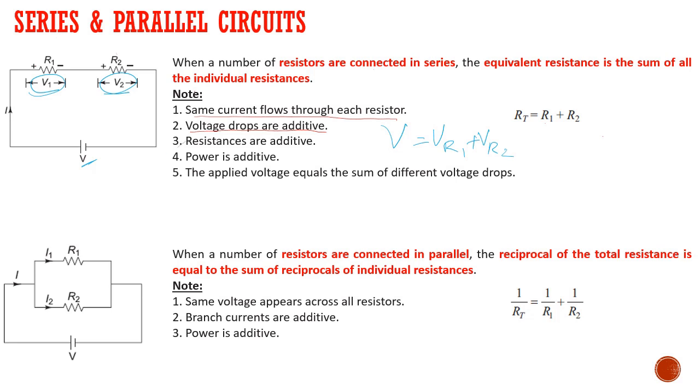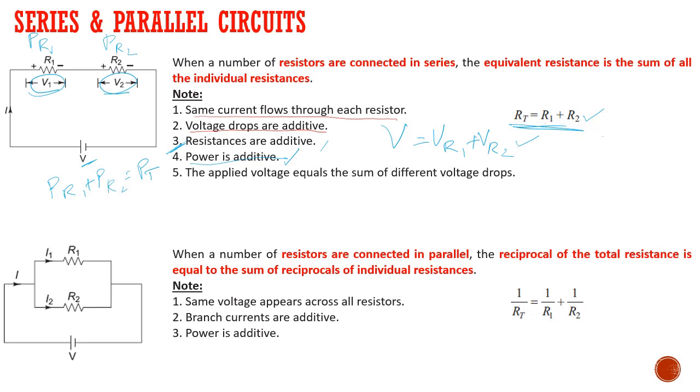Similarly, the third point, resistances are also additive to get the total resistance. And power is also additive. So resistances are adding, voltages are adding, and similarly the powers are also adding. Suppose PR1 is the power loss in resistor 1, and PR2 is the power loss in resistor 2. That means PR1 plus PR2 is equal to the total power loss in this circuit. So the powers are also additive.